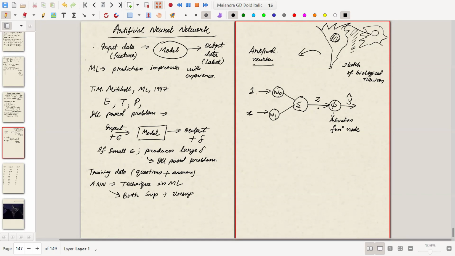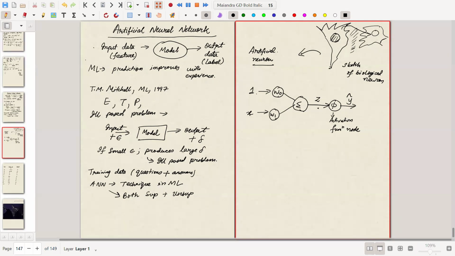What kind of activation function will you use? There are many activation functions, but depending on the problem you want to solve, you will choose the activation. If you want to do classification, what kind of activation function will you choose? Maybe you already know all these things: tanh, ReLU, all this you know already.